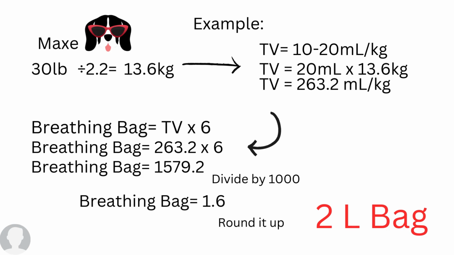Tidal volume equals 263.2. So now with that information, I can apply that to my breathing bag formula. So my breathing bag formula equals 263.2 times 6. So I'm going to get 1,579.2. What I'm going to do next is divide that by 1,000. That way I can get my liters. I got 1.6, but I'm going to round that up. So Maxe will need a 2-liter bag.